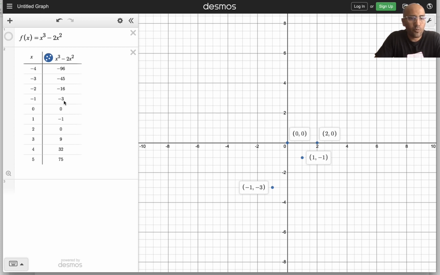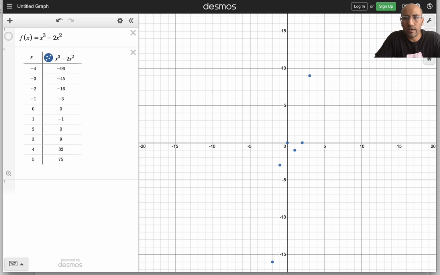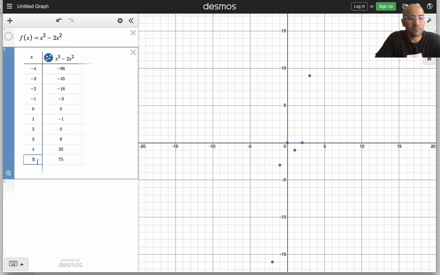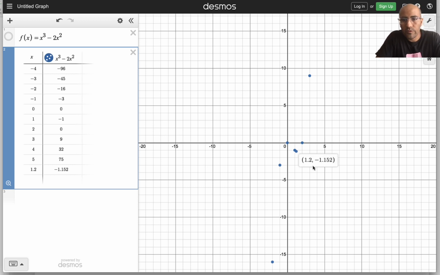You notice they grow pretty quickly, and the output values get pretty large, and the scale here only goes up to 8. So if I wanted to zoom out, I can spot some of the other ones. Here is 3 comma 9. Way down here is negative 2 comma 16. Okay, now the nice thing about this technology is I don't have to stick to simple whole numbers. I can put in some decimals as well. So if I evaluated that function at 1.2, I can get an output, right? And that would be over here, 1.2 comma negative 1.152.